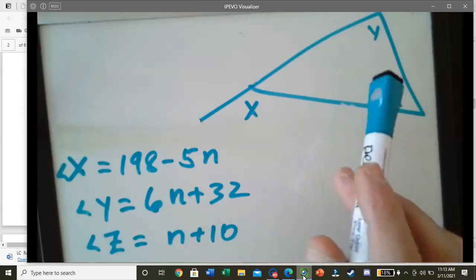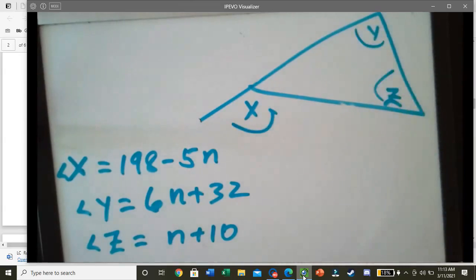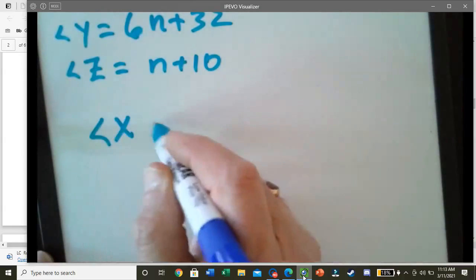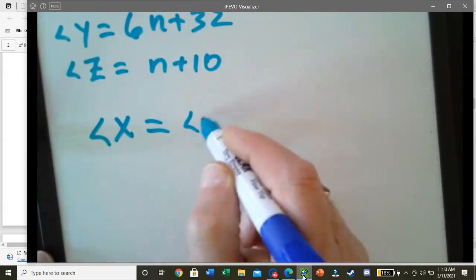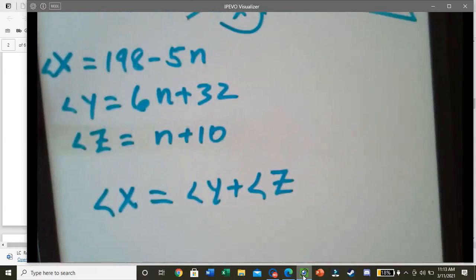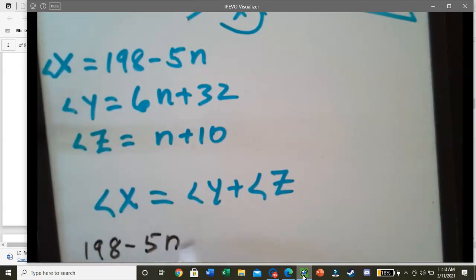Very good, that is correct. The exterior angle is equal to the sum of the two remote interior angles. So we could say that angle X equals the sum of angle Y plus angle Z. Okay? So it helps to write this relationship down with the angles before you start. So angle X, that would be 198, right, minus 5n. 198 minus 5n. And so what are we going to put in here for angle Y?